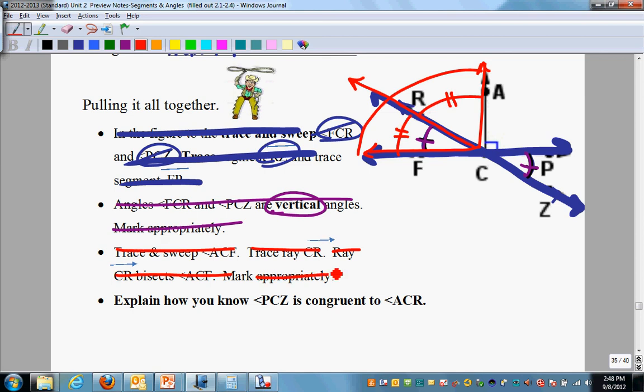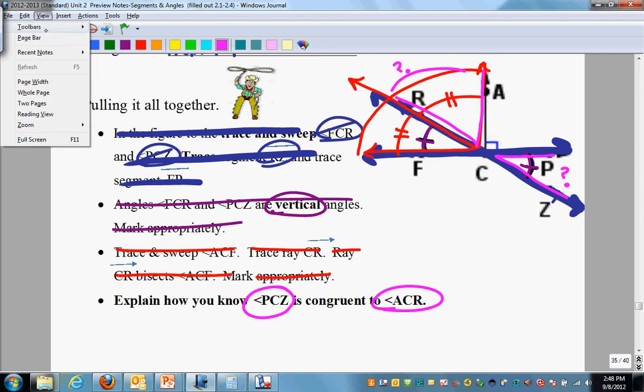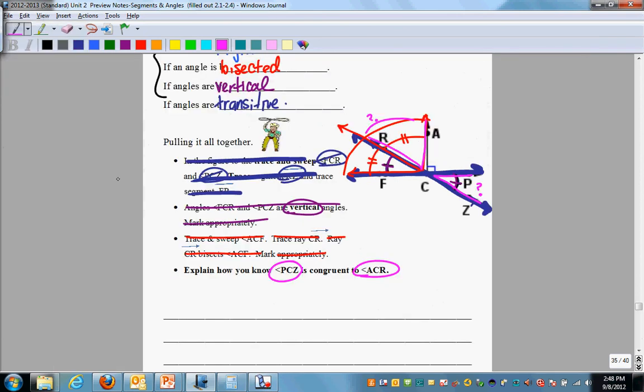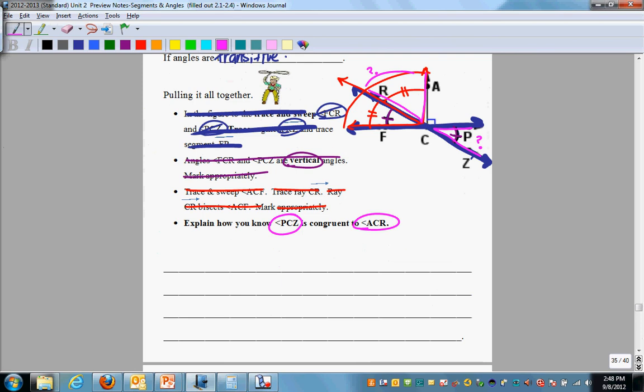Now, I want you to think about this. Take a look at what's congruent up here. And it says, explain how you know, given this scenario, how do you know PCZ, that's this angle, is going to be of equal measure to ACR here? Given this scenario, how do you know those two are going to be equal? I want you to take a moment. We're going to think about it and write it out. Now let's walk through what we know.